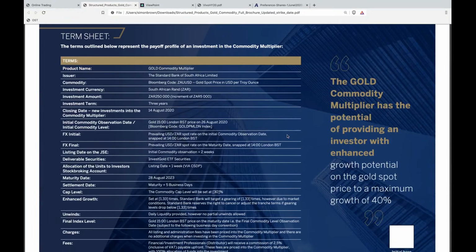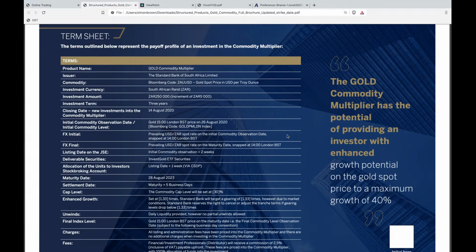So Standard Bank is the issuer, commodity, you can track it, invested in ZAR. Spot will be the London spot, FX. Final listing on the JSE, initial commodity observation plus 2 weeks, which is therefore 28th of August. Maturity will therefore be 28 August 2023. Maturity will then be 5 days after, just because there's settlement and the like. Enhanced growth, we get the 1.33, we get the cap. Anything above 30% you're simply not getting.